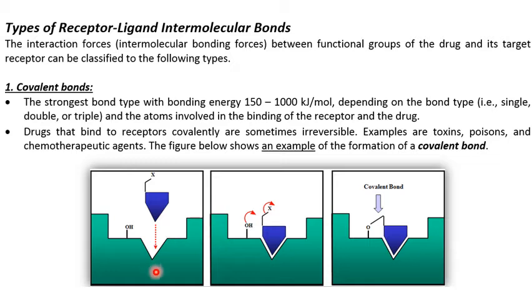In this figure here, we have an example of how a covalent bond is formed. Just for example, if we have an OH group here in the binding site and we have a leaving group here in the messenger, the binding occurs and the covalent bond here is formed. Again, this is not a commonly used bond unless you intend to have the messenger permanently bind to the receptor.